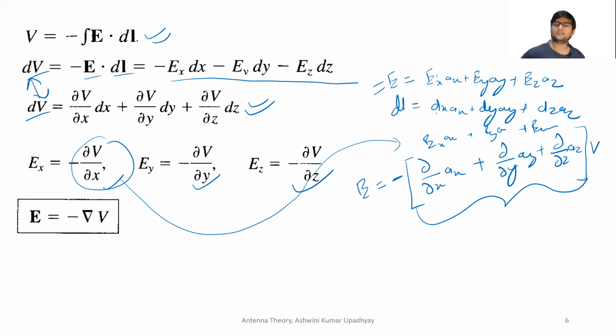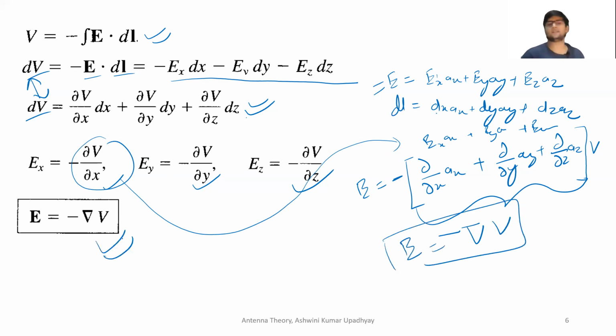So V is taken outside. So what is this quantity? This is nothing but minus del operator multiplied by V. So from here you get E is equal to minus del V. So this is also a very important relationship between E and V, that the electric field is the negative of the gradient of voltage, right? But again, this formula is only applicable for a static electric field. So if the electric field is changing, this formula is going to be modified. So that we will see in future.